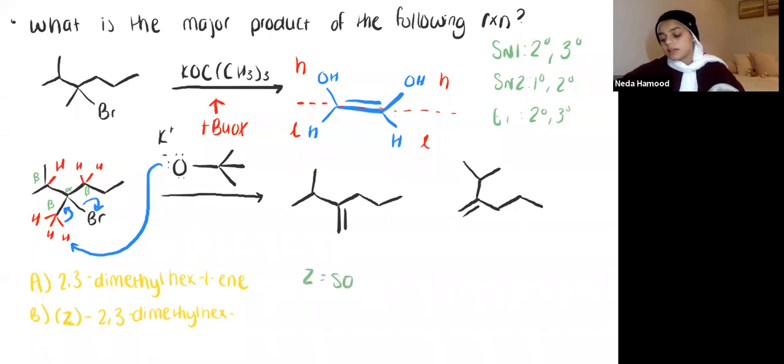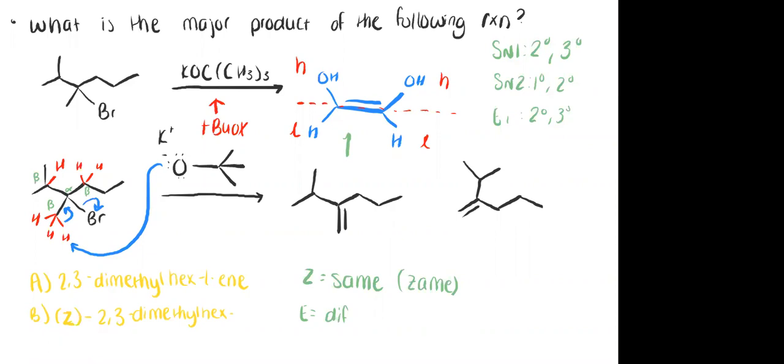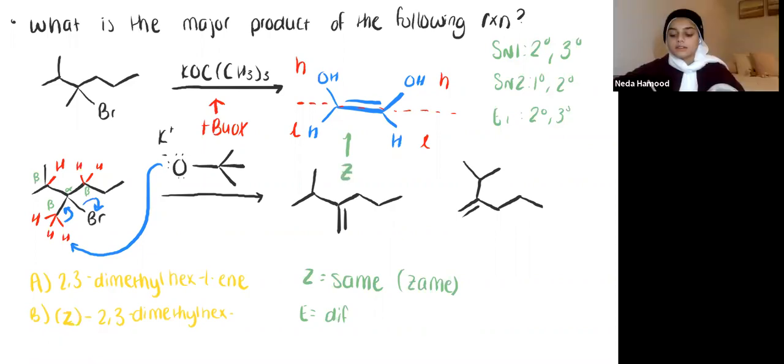Z is the same side. Dr. Dowdy will sometimes tell you guys the "ZAME" if that helps you remember it. And then E will mean that the highest priority groups are on different sides. So then over here in this example, would they be E or Z? Z. Yeah, so they would be Z. So yes, is everybody good with that?